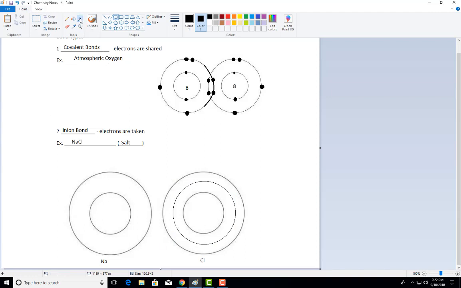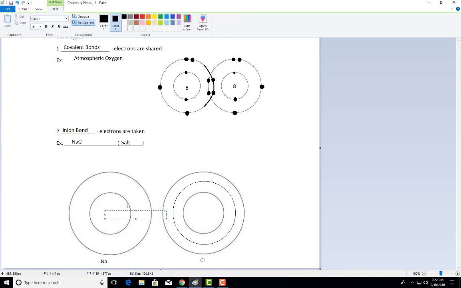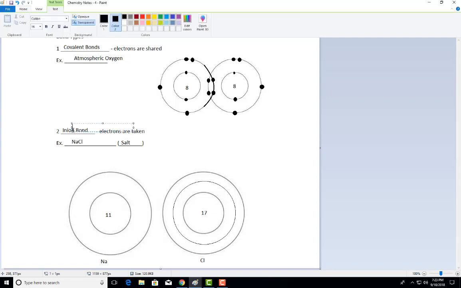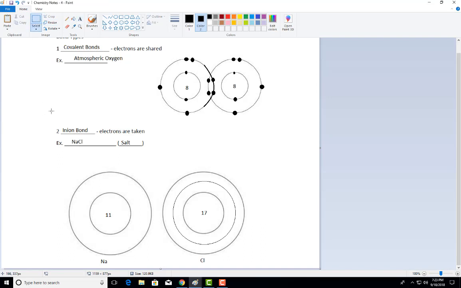All right, so sodium, like we said earlier, has 11 protons, so 11 electrons. And chlorine has 17. But we're not drawing the regular atoms, we're drawing the ions. I just realized I spelled this incorrectly, I apologize. I-O-N-I-C. You're probably sitting there thinking, you drew it wrong, what are you doing?